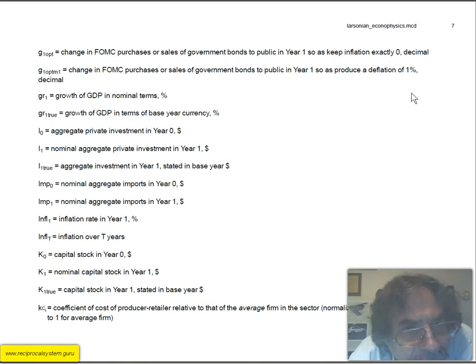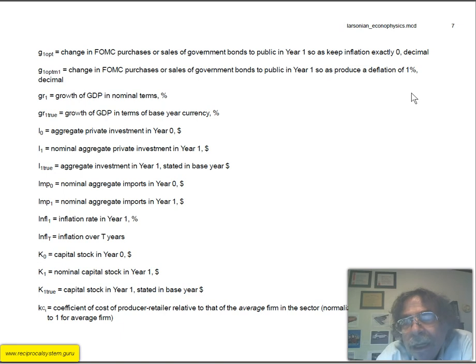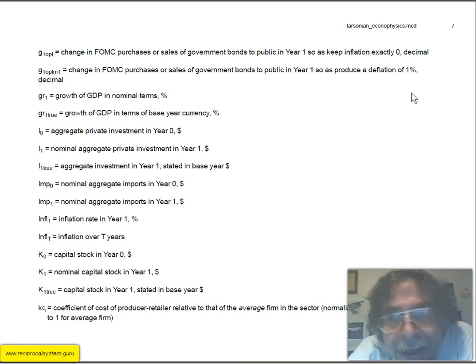G sub 1 opt equals change in FOMC purchases or sales of government bonds to the public in year 1 so as to keep inflation exactly 0.